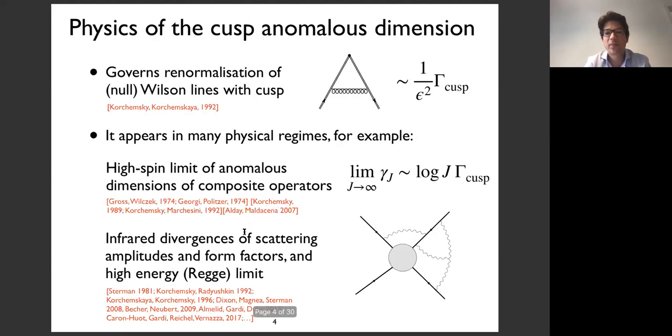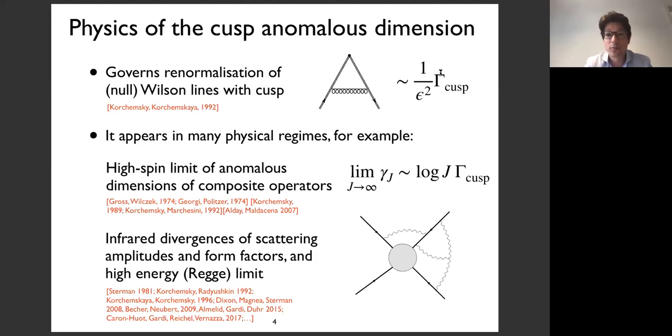Well, the Cusp anomalous dimension, by definition, comes from Wilson loops. If you have a Wilson loop of this shape with a cusp, then it describes the short distance singularities. And we're going to be interested in the case where these segments are light-like, when you get a double pole, and the coefficient at one loop is the Cusp anomalous dimension.